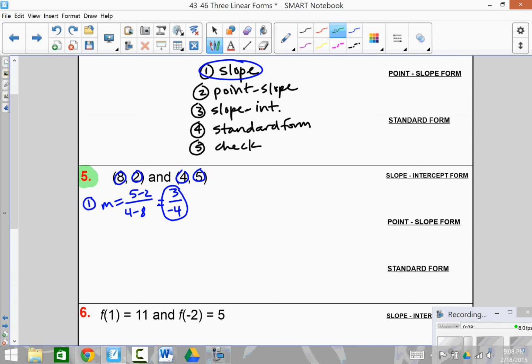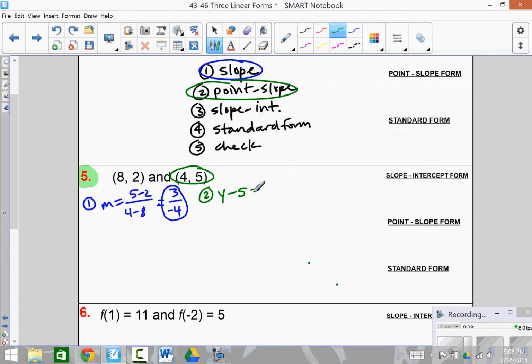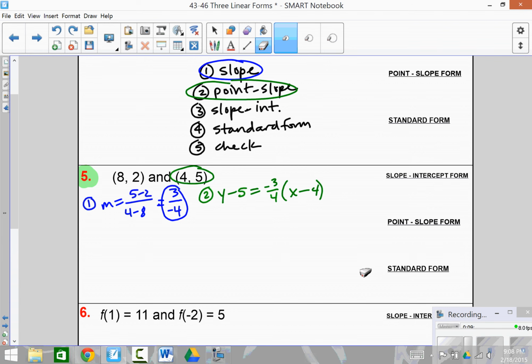Step 2. Let's start with point slope. So pick the ordered pair of your choice here. The one that seems easiest to you. I'm going to pick the ordered pair 4, 5. And I'm going to use a slope, obviously, negative 3/4. Okay, so our second step is point slope. So y minus my y that I chose, which is a 5, equals my m, which is negative 3/4, parentheses, x minus my actual x, which is a 4. Okay, 1 form down, 2 to go.